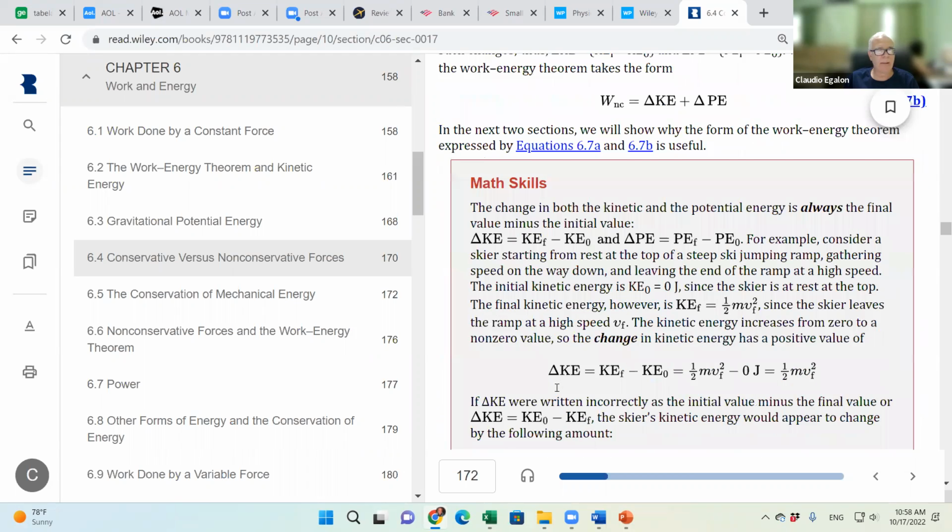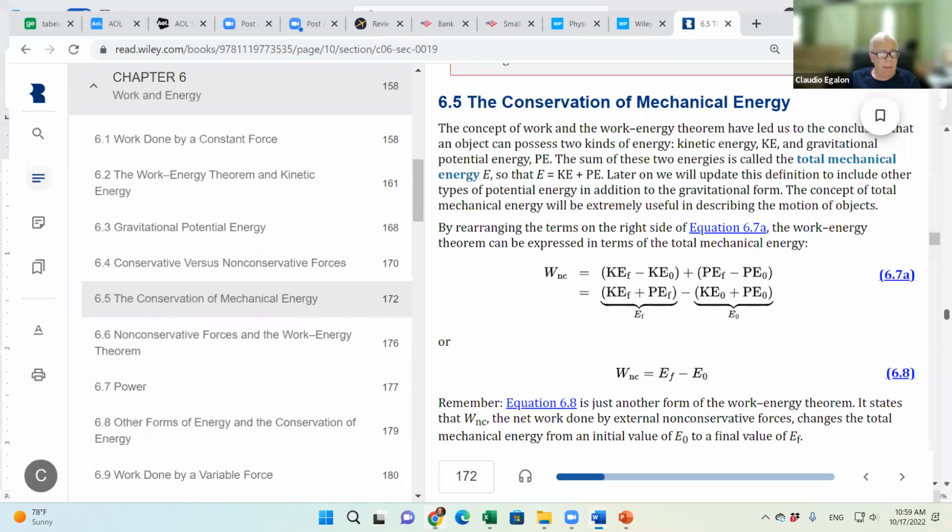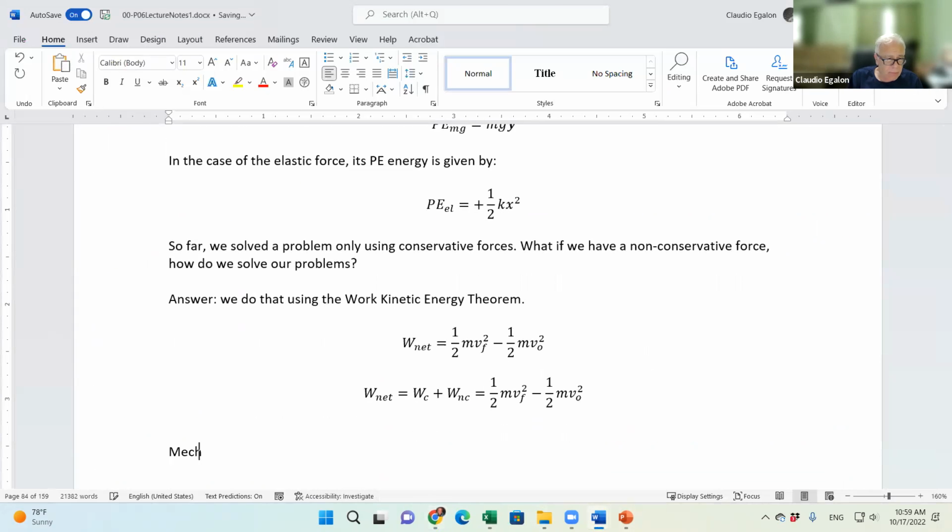And then the next thing here, conservation of mechanical energy. Conservation of mechanical energy, as you saw before, has to do with the work kinetic energy theorem. By the way, mechanical energy is conserved only when the work of non-conservative forces is equal to 0.